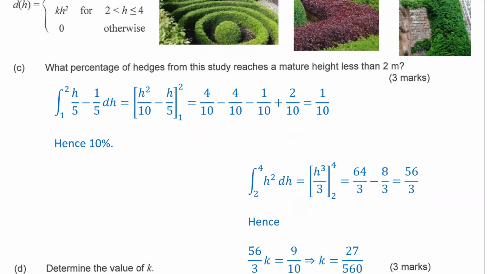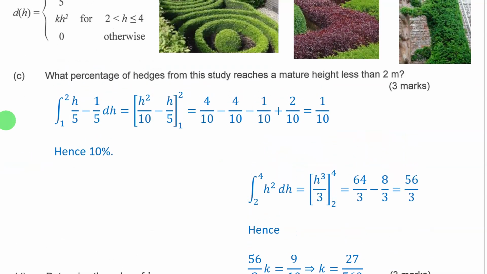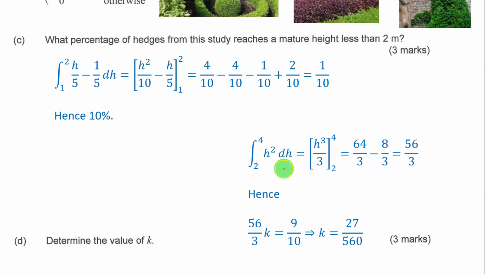So we need to set ourselves up another integral. I've just integrated h squared. Notice there was a k in the question, but I don't bother with the k until afterwards. If we integrate h squared from 2 to 4, we end up with 56 over 3. And hence from that we know that 56 over 3 multiplied by k must give us the 9/10. And a little bit of multiplication: 3 9s are 27, multiply the 56 downstairs and we've got 560. So k is 27 over 560. And I'm pretty sure that one doesn't simplify, for the last 3 marks.